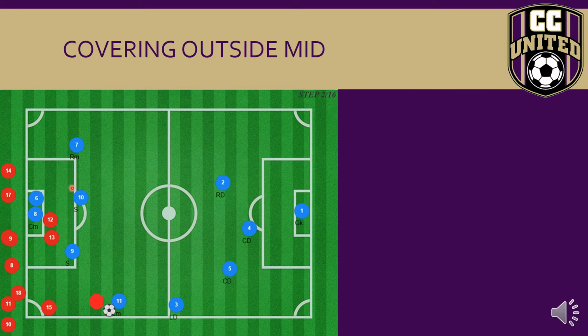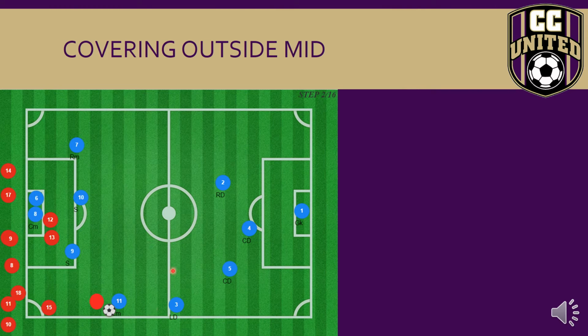So our first game situation is our positioning here, covering our outside mid. As you can see, the ball is here with the red player, and the responsibility zonally of our left defender is to cover the outside midfielder in case the red defender were to dribble on the outside past him.